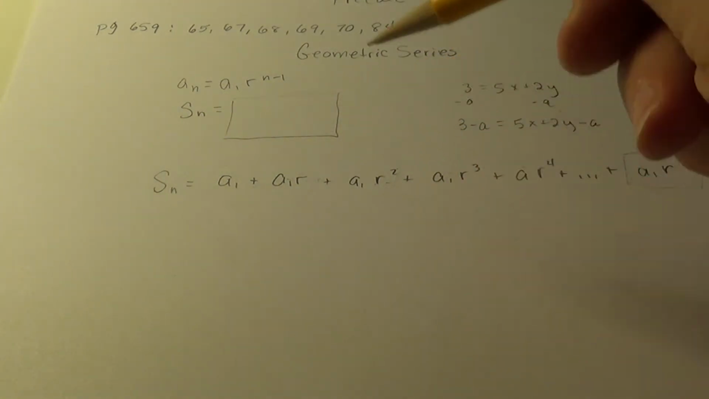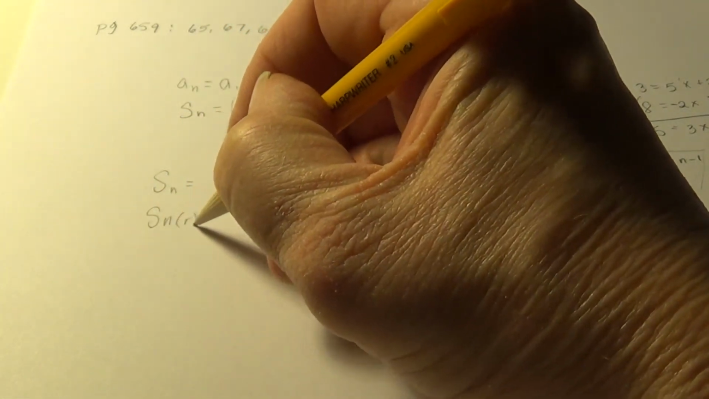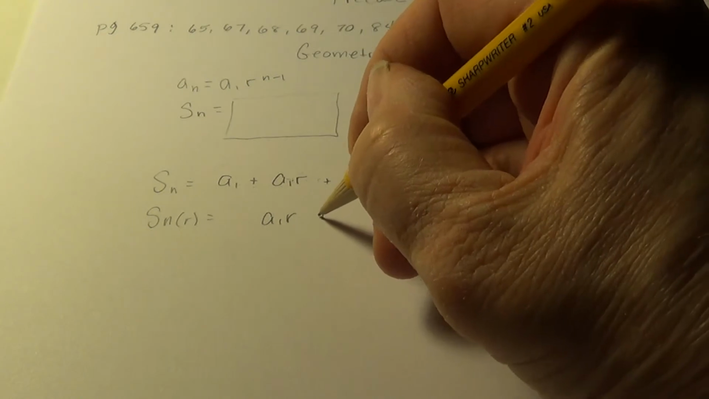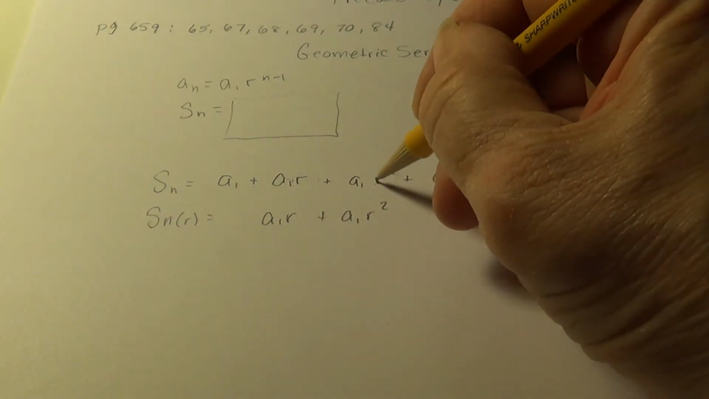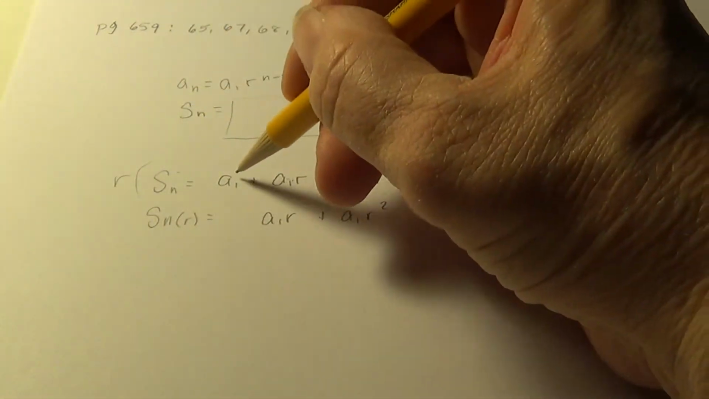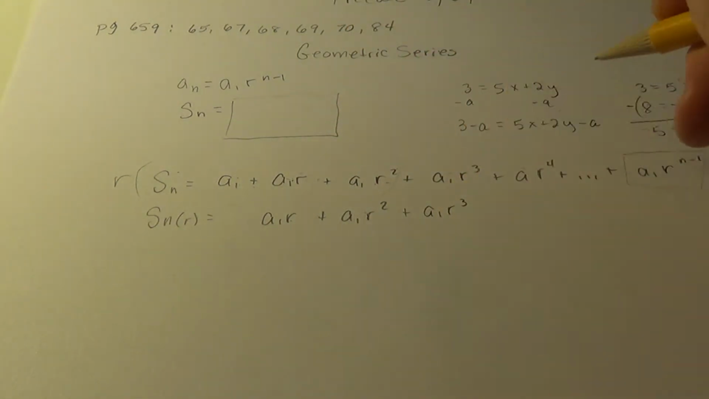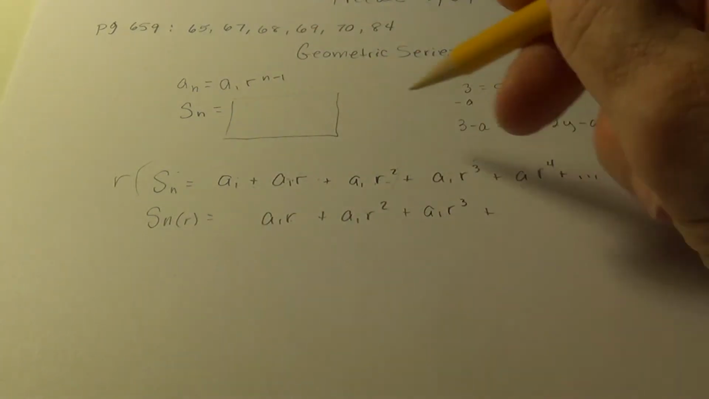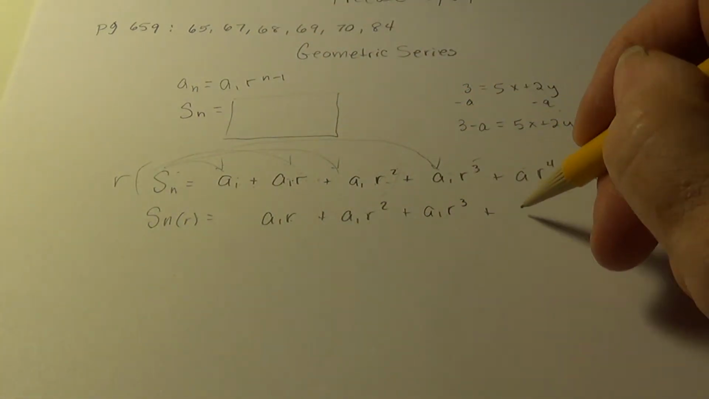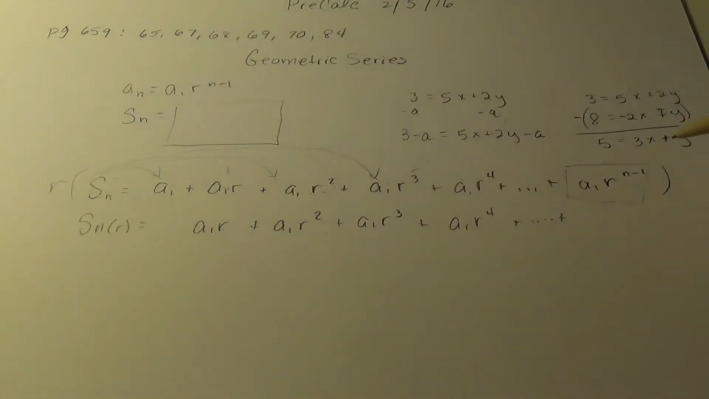So when I do that, I get s sub n times r, and I get a sub 1 times r, and a sub 1 times r squared, and a sub 1. So just to indicate here, I'm multiplying everything by r. This gives me r cubed. I did these three. Now it's this times this. It'll give me a sub 1 r to the 4th. And what will it give me for the last term?